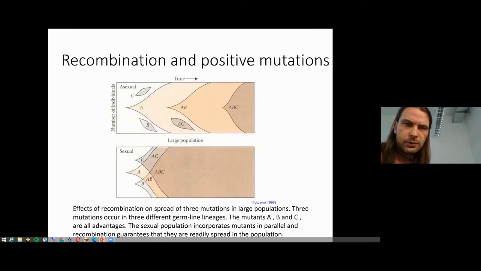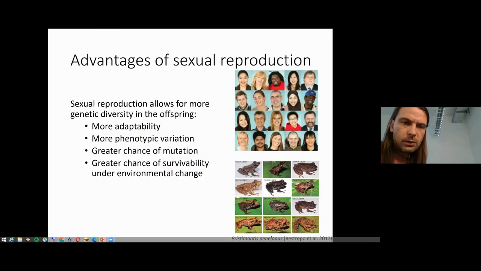I think I skipped this slide and just want to say that the advantages of sexual reproduction are higher adaptability, higher phenotypic variation, a greater chance for mutation, and a greater chance for survivability under environmental change.